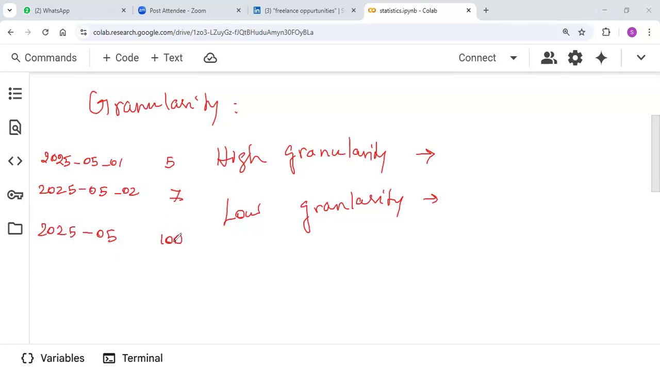But this might cause duplicate counting if you combine both. So you have to choose one granularity level, either daily or monthly, for analysis or model building. If you give the detail, that comes under high granularity. If you reduce the detail, it comes under low granularity. Just understand what is what, guys.